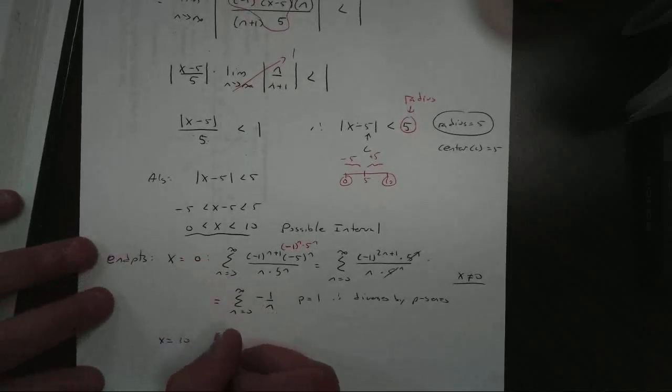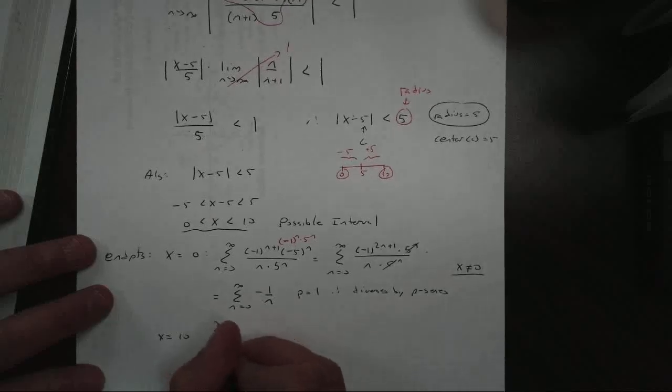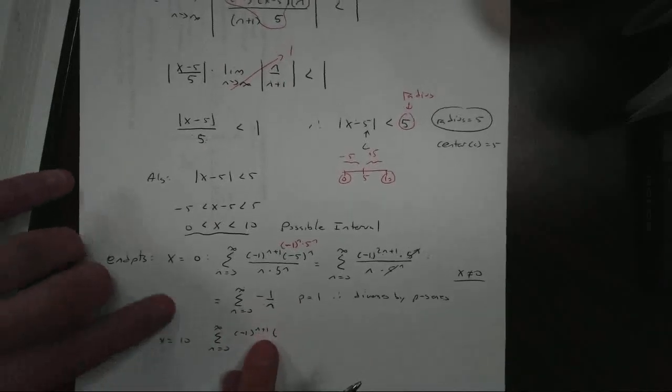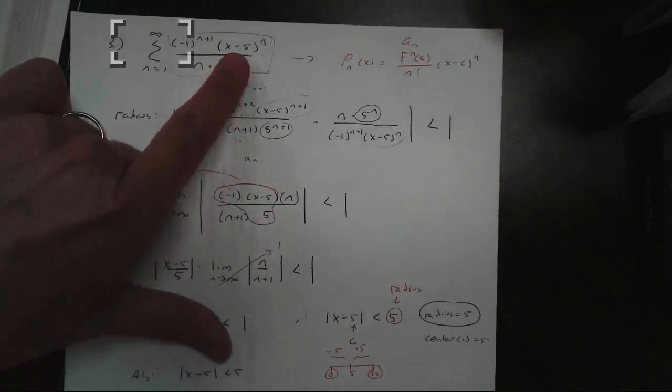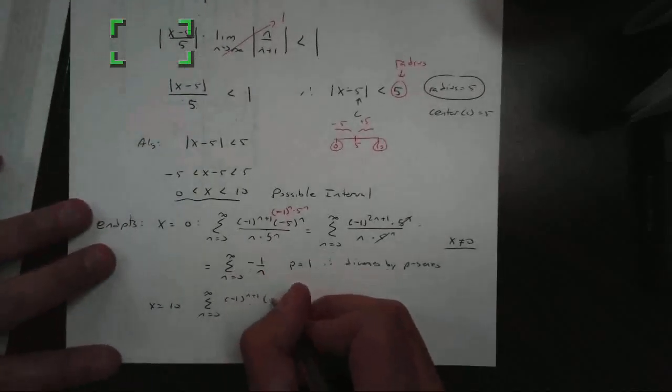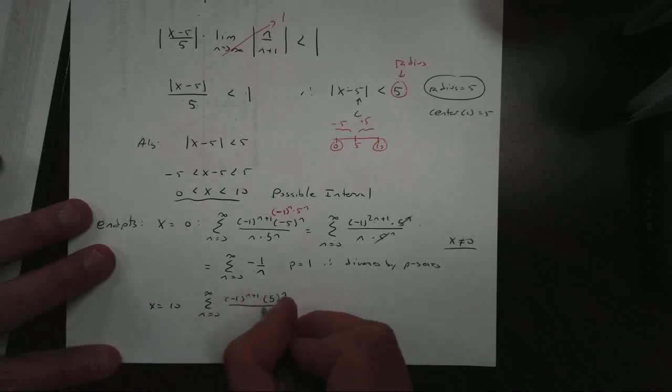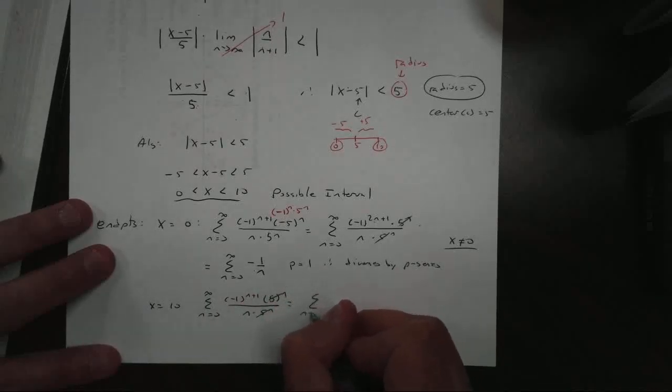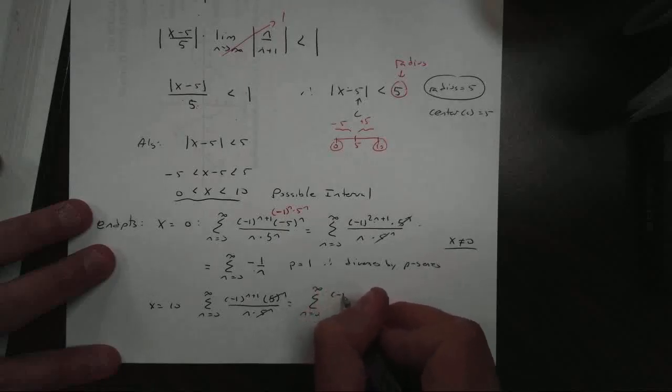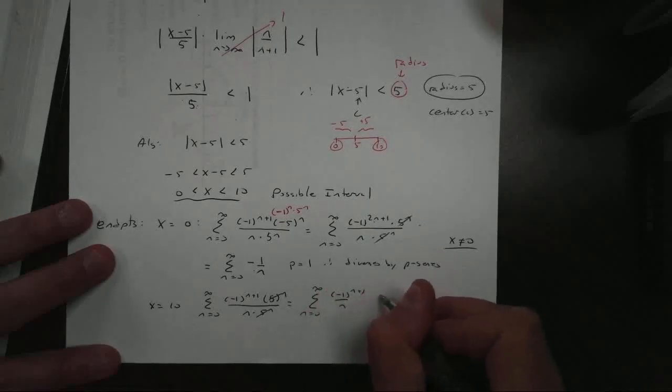The other endpoint was 10. Well, if I plug that in, this one's going to be much easier. Negative 1 to the n plus 1. If I plug 10 into my original, 10 minus 5 is 5. So this becomes 5 to the n over n times 5 to the n. Cancel, cancel. 0 to infinity, we get negative 1 to the n plus 1 over n.